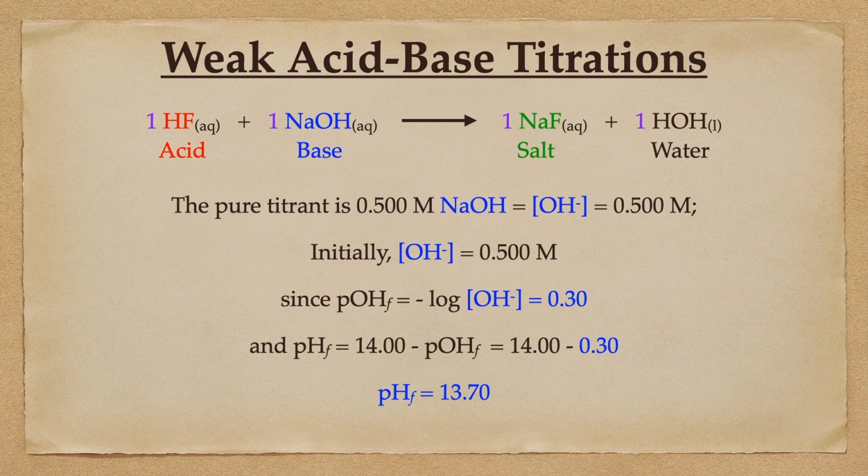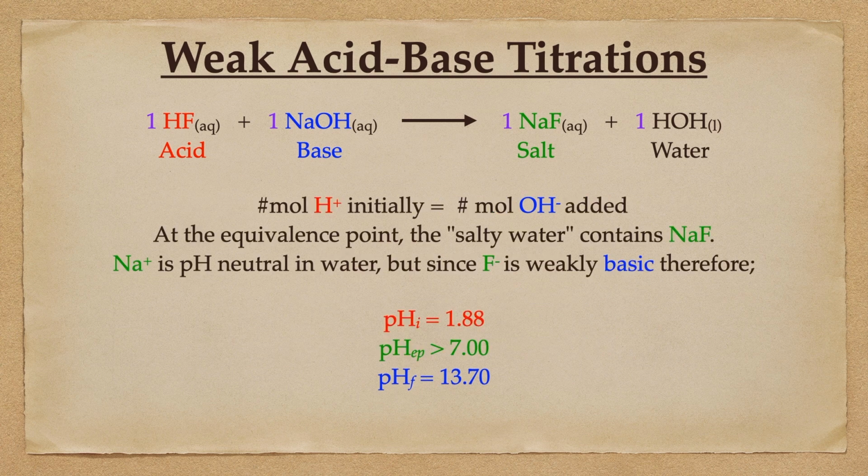However, the equivalence point pH depends on the strength of the conjugate base of the weak acid. The salty water contains sodium fluoride. Sodium is pH neutral in water. Since fluoride is weakly basic, the equivalence point pH will be something above 7. Our initial pH is 1.88, pH at equivalence point above 7, and the final pH 13.70.